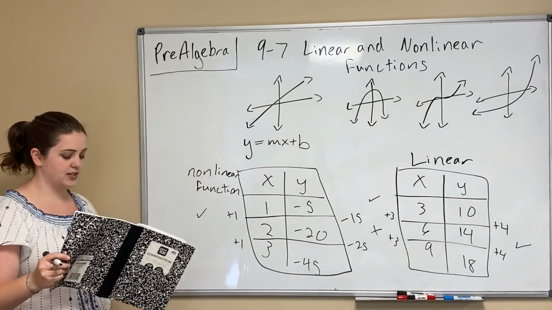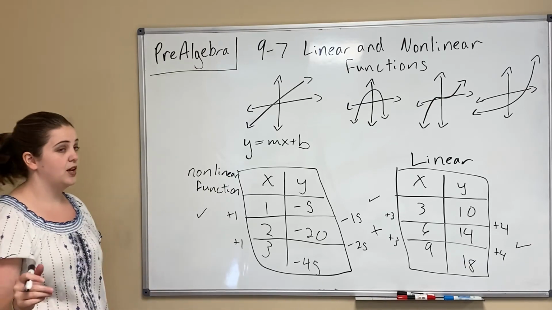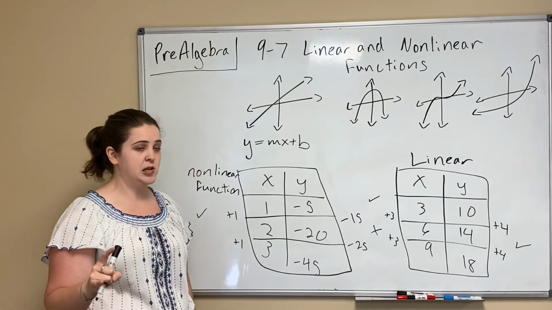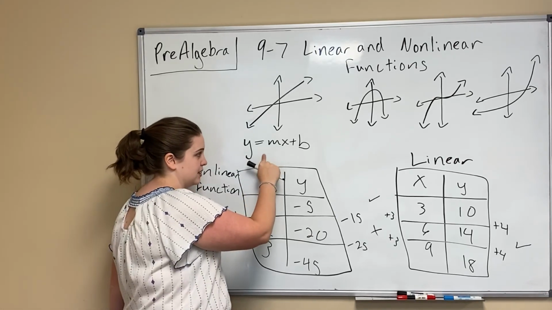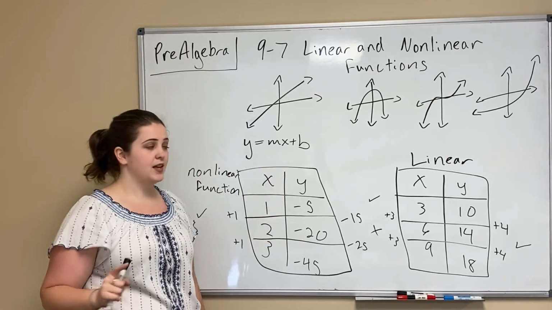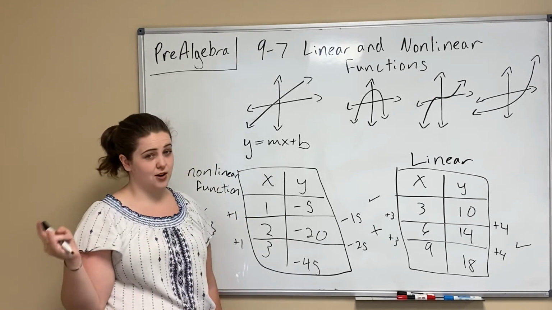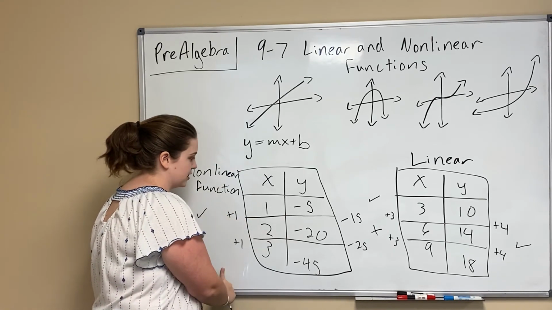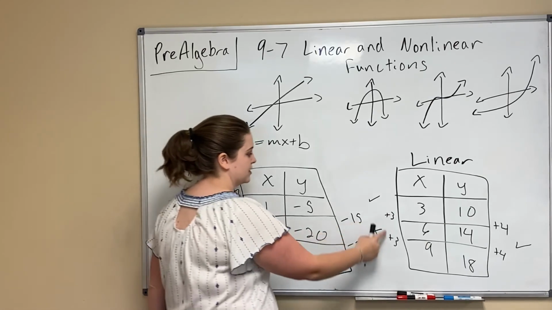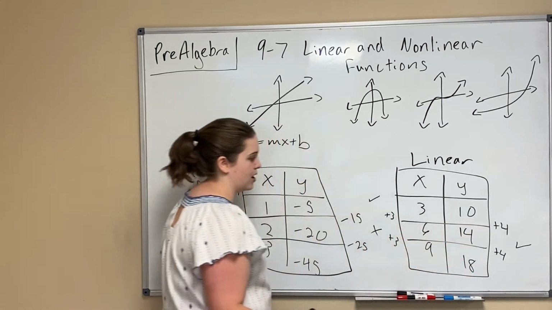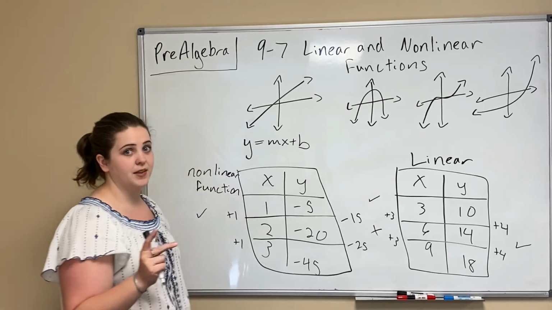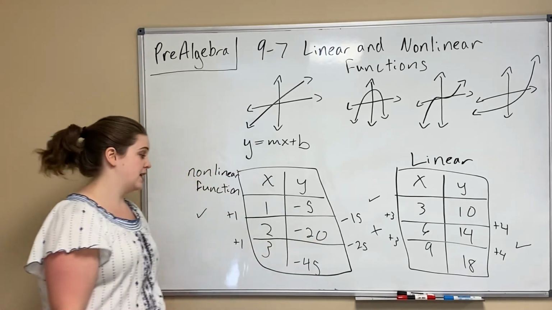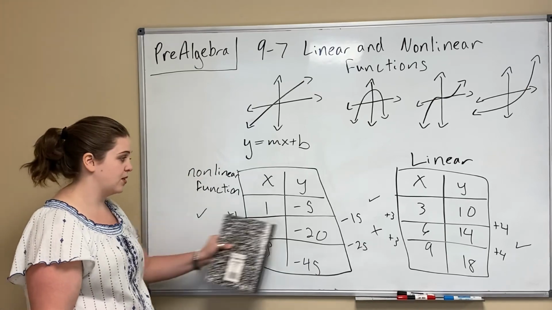Okay, hopefully you guys see how to tell the difference. If you're given an equation, you can tell whether it's linear or nonlinear, because linear always fits in this form. If you're given a table, you can tell whether it's linear or nonlinear, because linear functions increase at the same rate for both the x and the y, both of them. Nonlinear functions, they don't. They can for one, but they won't for both.